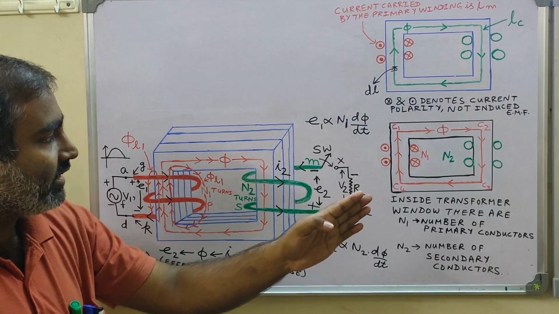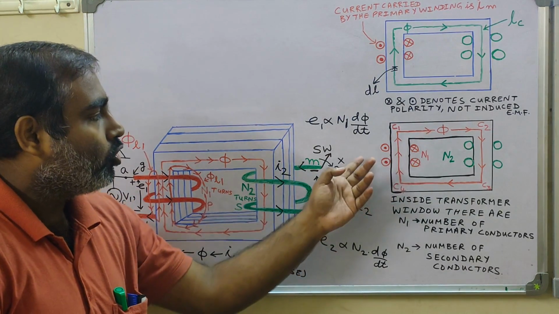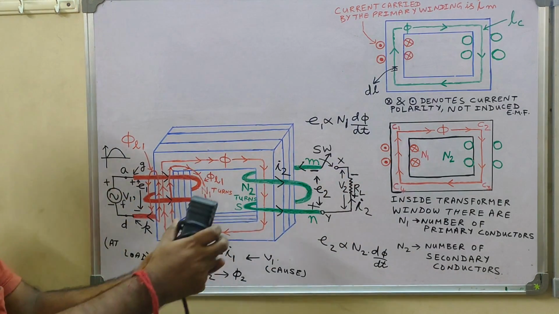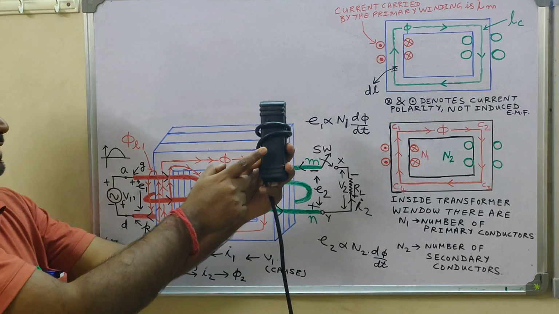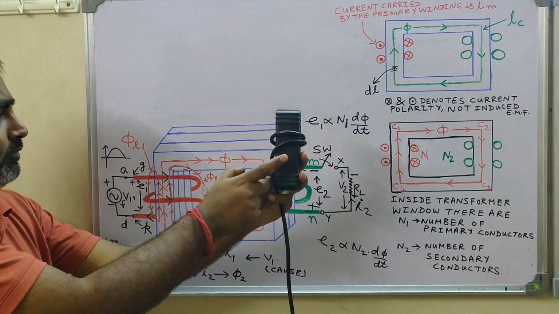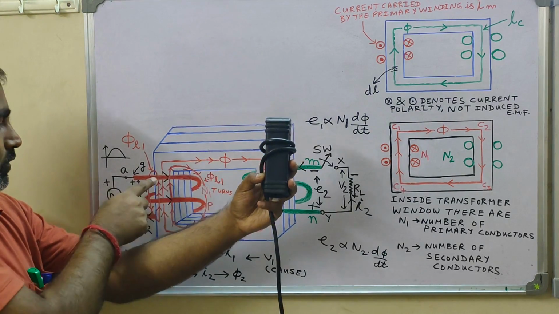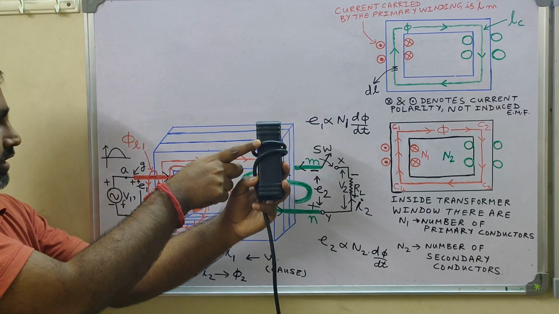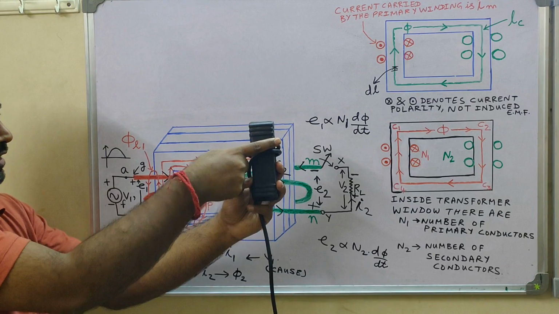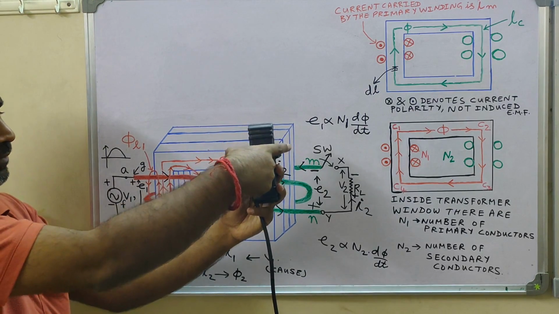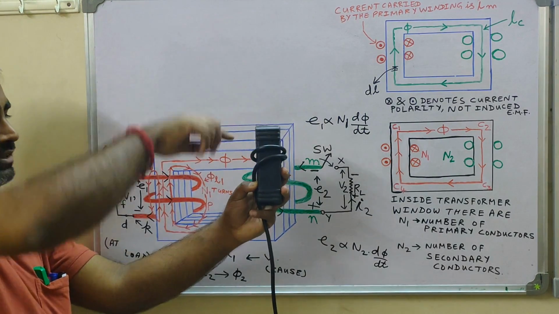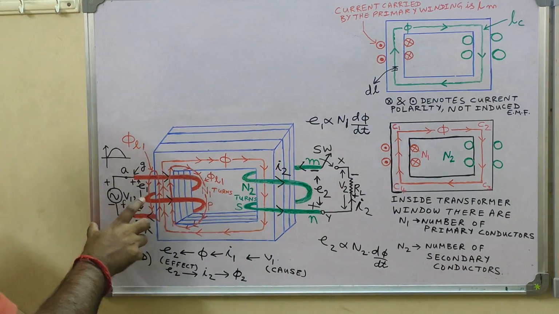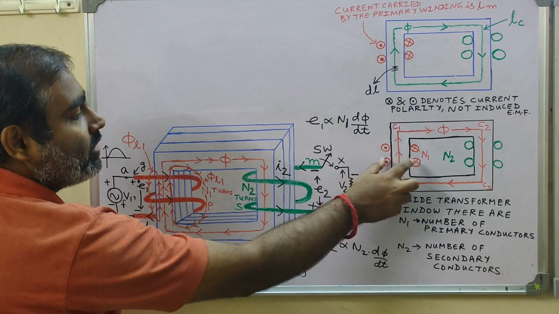Cross means current is entering into the board, dot means current is leaving the board towards the observer. So you compare this to be the limb of the transformer around which the primary coils are wound. This is the direction of the current, and the finger is showing it. Current is entering here, so this side will be cross, and it is coming out from this side, so this side will be dot. That's for the limb around which the primary coils are wound.